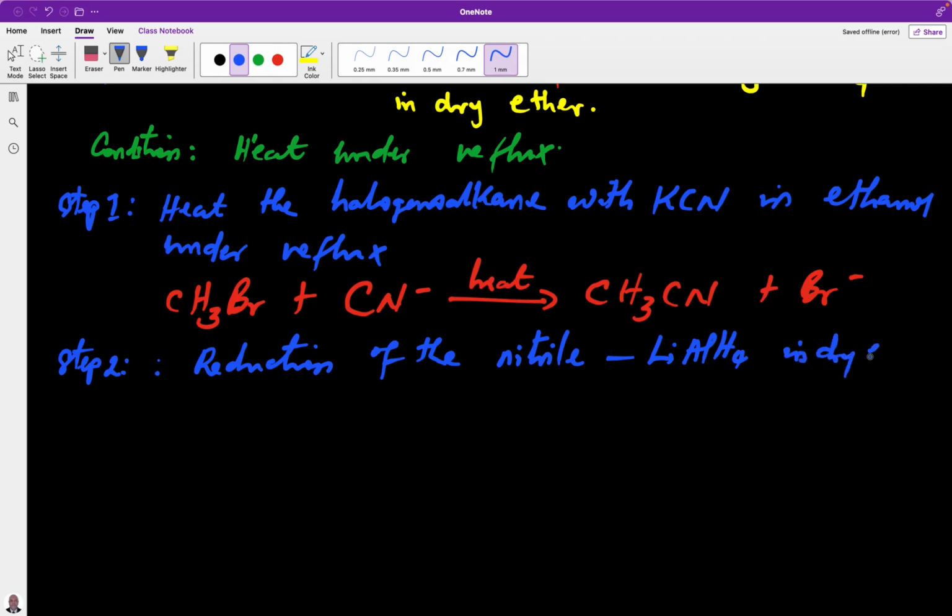Using this in dry ether, you can even use this in dry ether, or you use hydrogen with a nickel catalyst. But this lithium tetrahydroaluminate helps to provide us the hydrogen. So see how it works. It helps to provide all the hydrogen. See how the equation is going to work here.